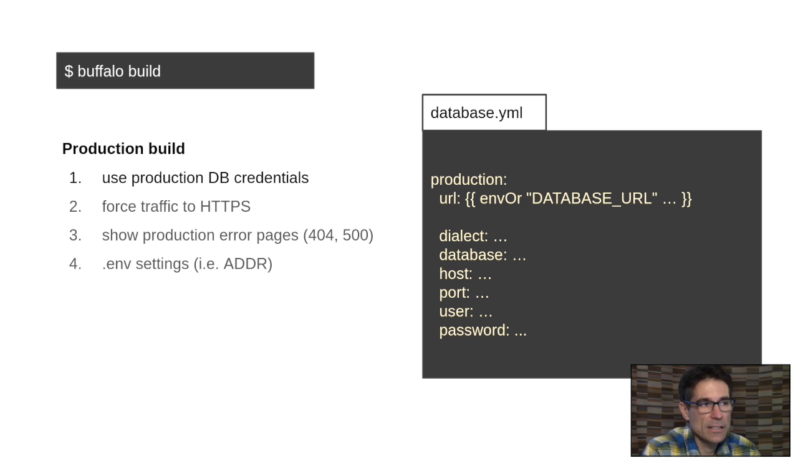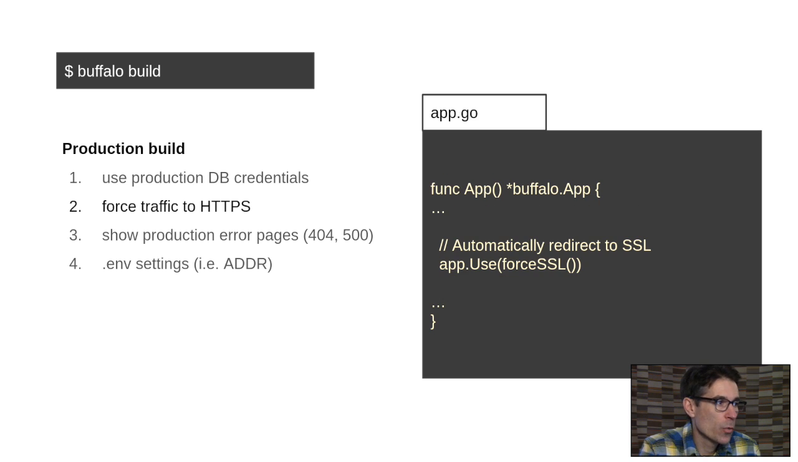In production settings, it can be helpful to use the URL environment variable. This is one long string that contains all the parts that we would need to connect to the database. Number two, Buffalo is going to force all traffic to HTTPS. That happens in the app.go file. If you need to disable that to run in production mode, you can do that there.